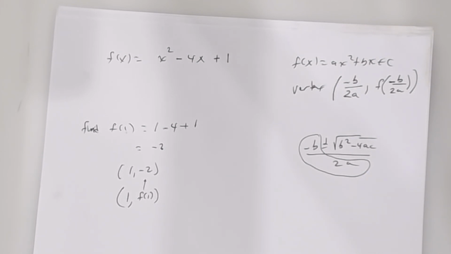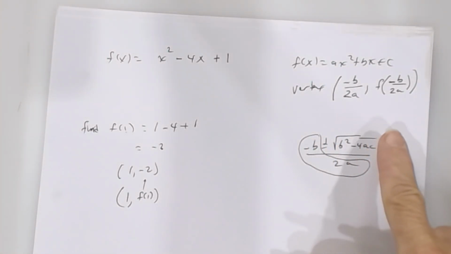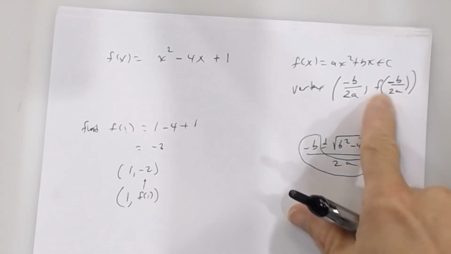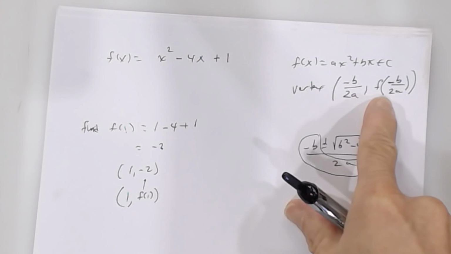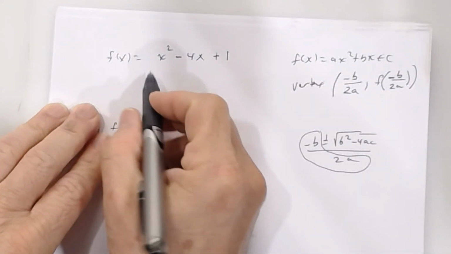So your vertex formula has an x-coordinate and a what? Y-coordinate. How do you find the x-coordinate? Use what expression? Negative b over 2a. Once you find negative b over 2a, how do you find the y-coordinate? You substitute this into the function f. That's what this says. All right? So let's see how it's done. Watch how easy this is.